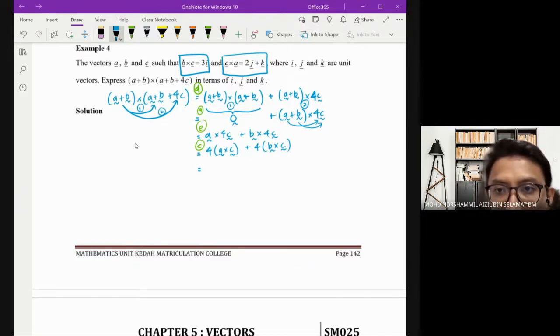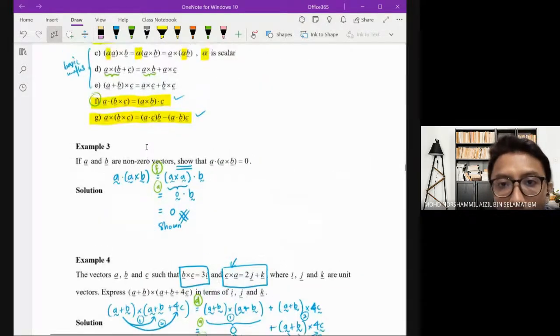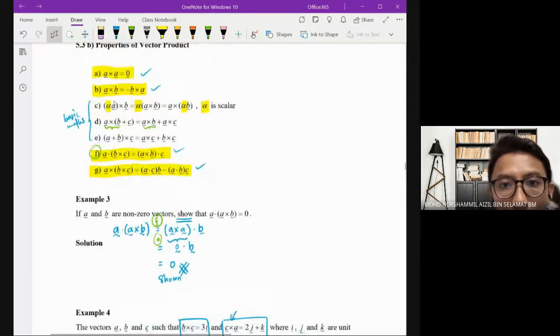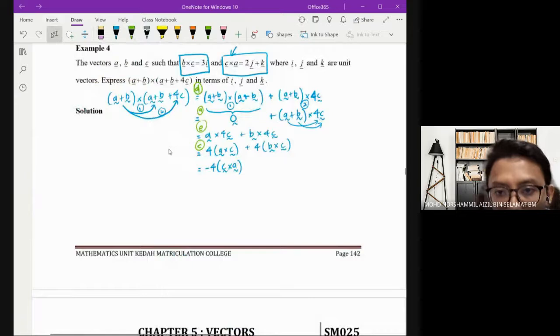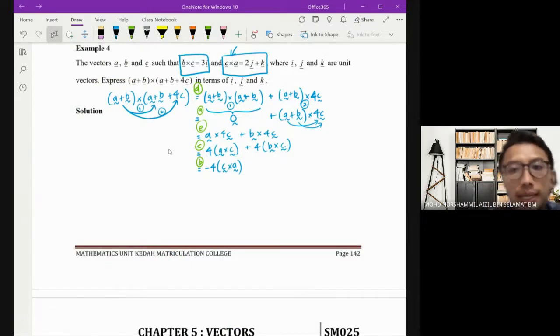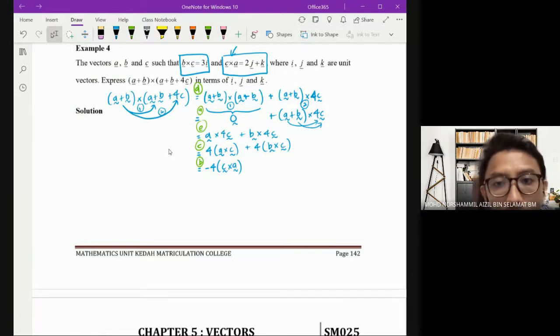So what do we do next? A cross C, we don't have it. We have C cross A. So what we can do is add on a negative, if you still remember, because the direction is different. We use properties of B. To switch over A and C, it can be C cross A, but we need to add on negative.